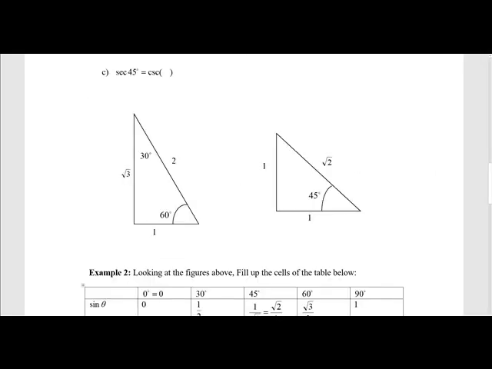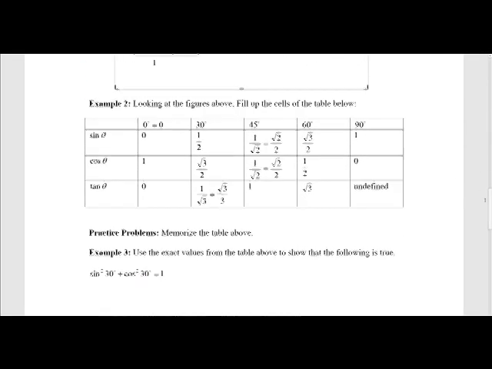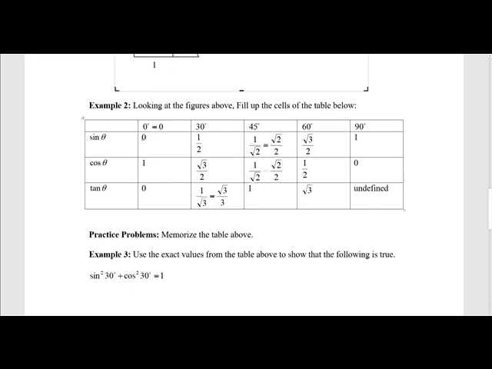And now you are to memorize this table right here. Sine 0 is 0. Sine 30 is 1 over 2. Sine 45 is square root of 2 over 2. Sine 60 is square root of 3 over 2. Sine 90 is 1. Now cosine is in reversed order, so 1 comes here, square root of 3 over 2 comes here, square root of 2 over 2 is 45, cosine 60 is 1 over 2, and cosine 90 is 0.